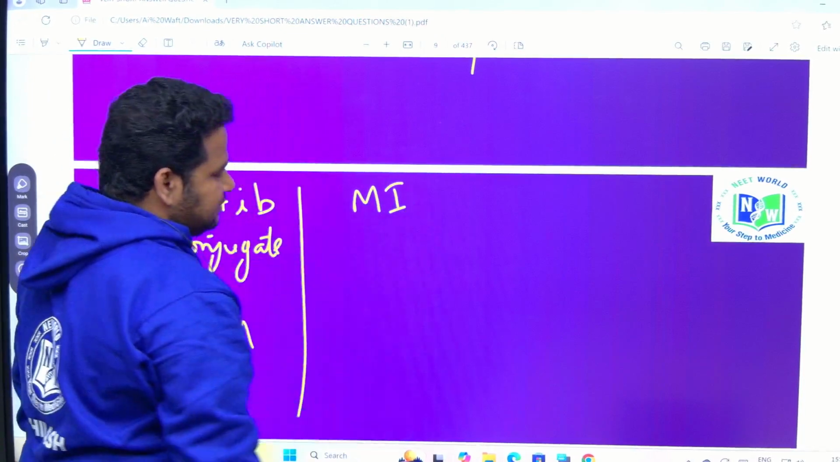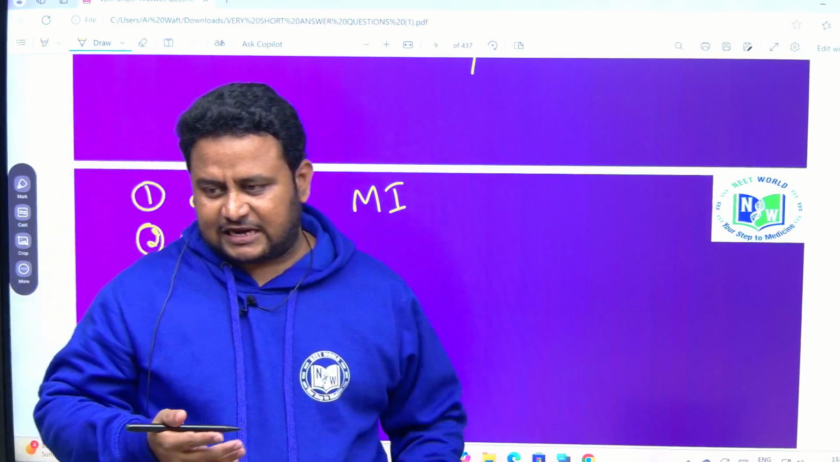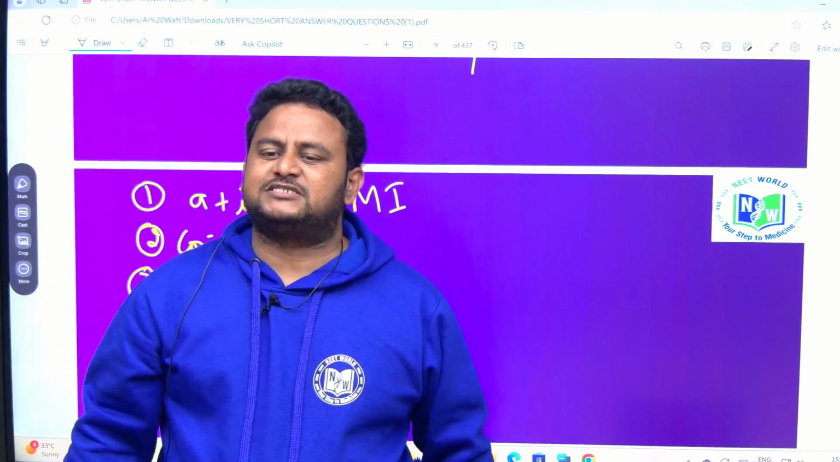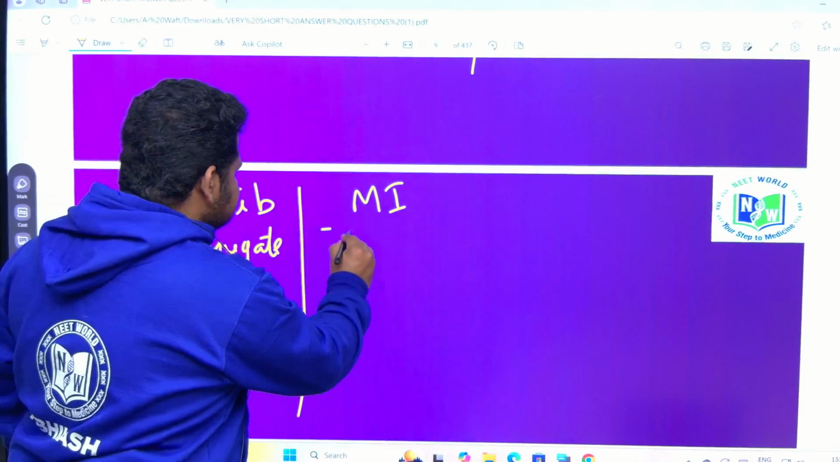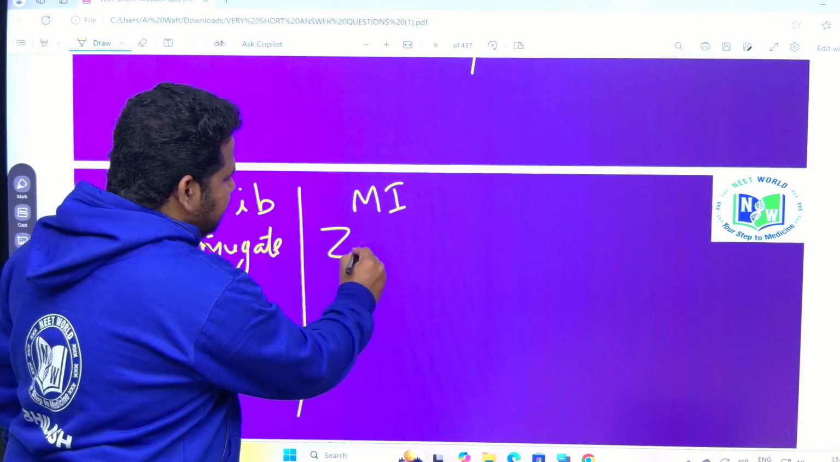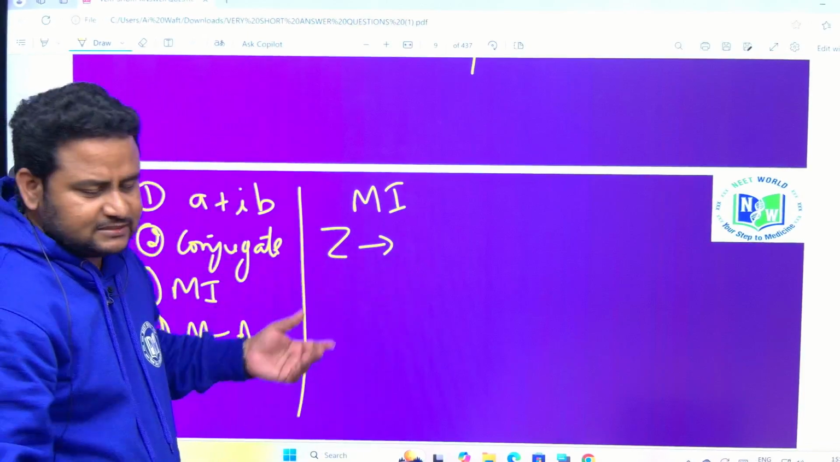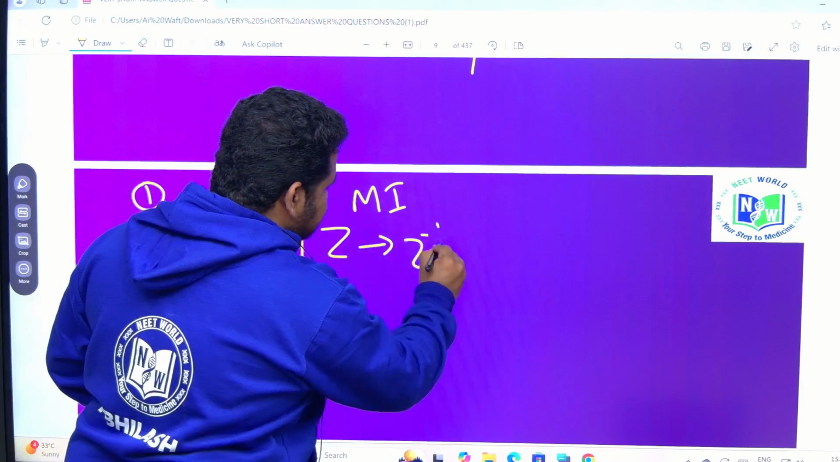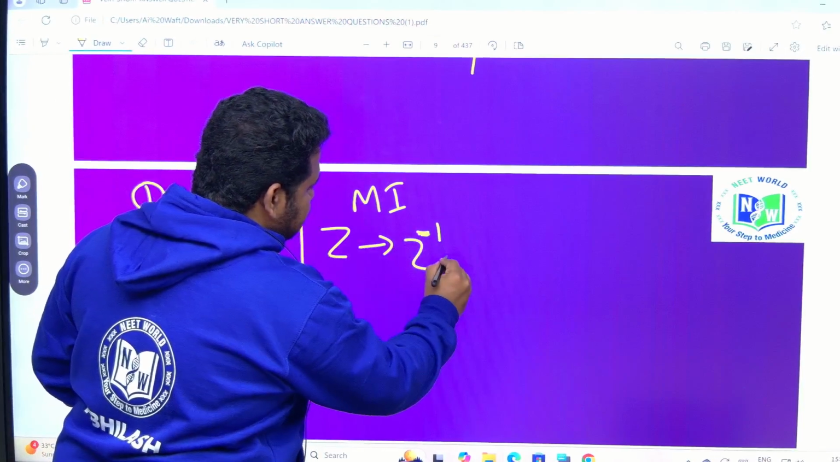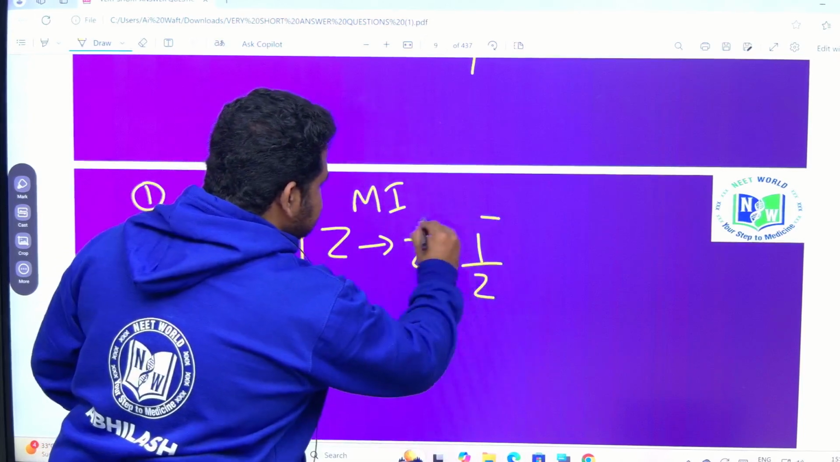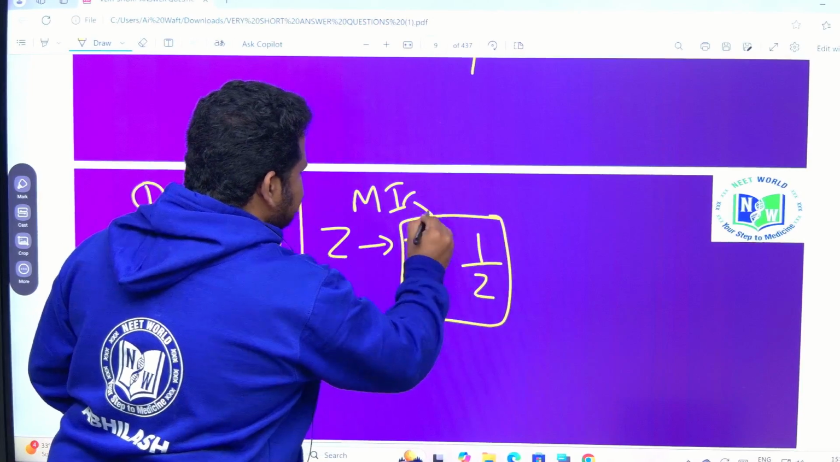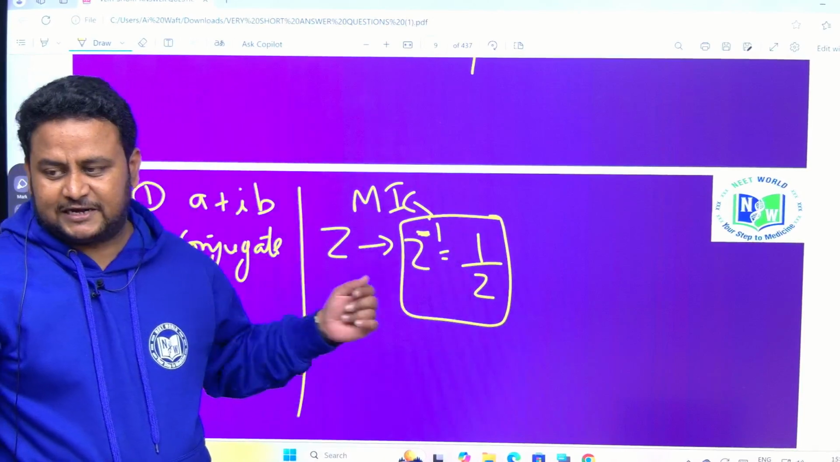I told you in the beginning of the class itself that we represent complex numbers by the letter Z. Z to the power of minus 1 can be written as 1 by Z. This Z inverse is nothing but the multiplicative inverse.